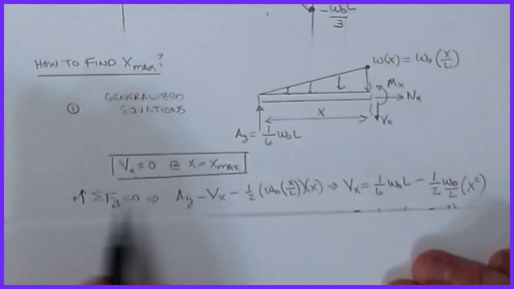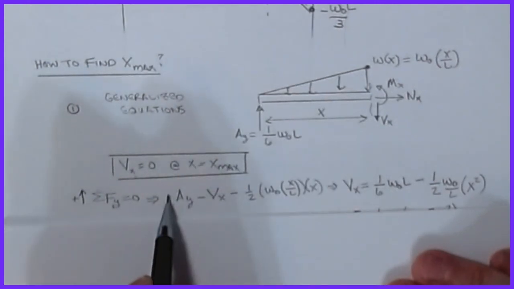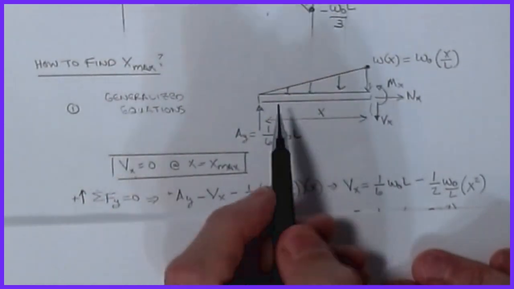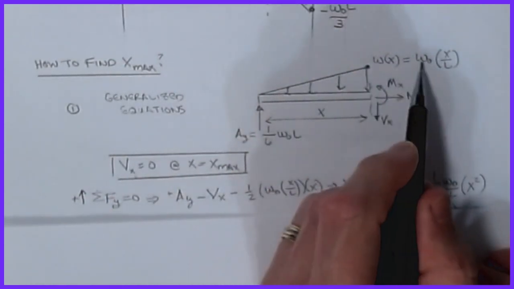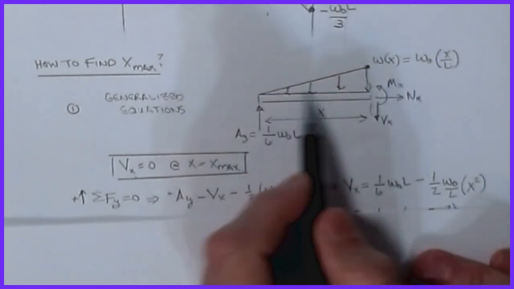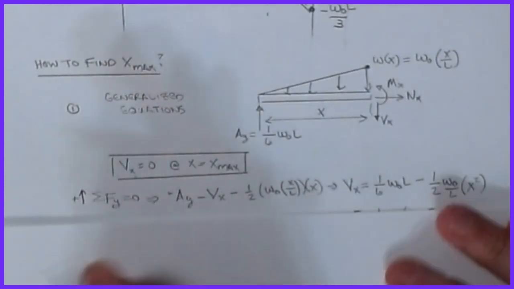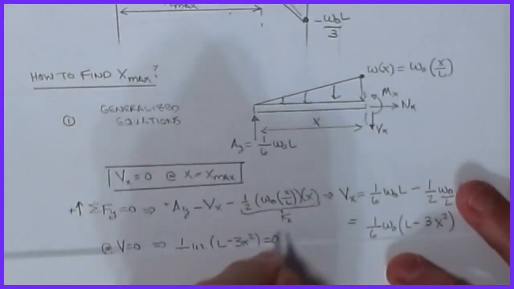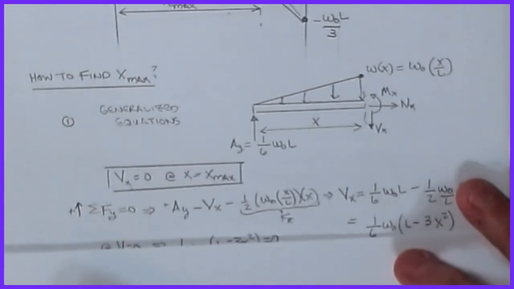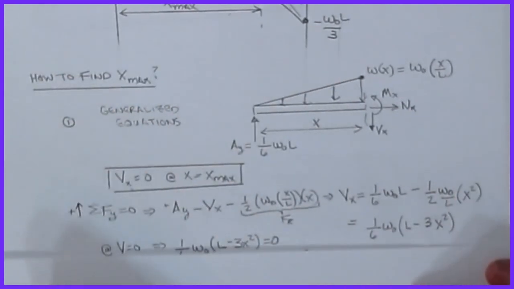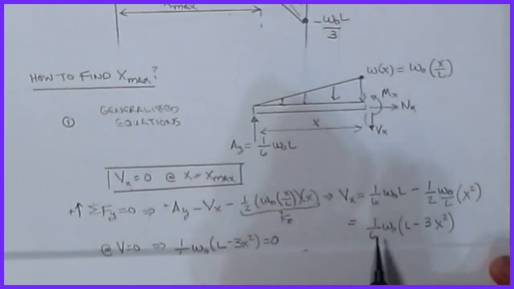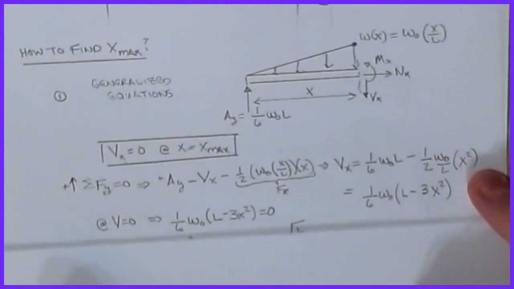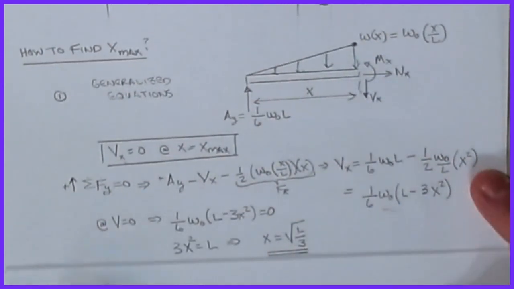My equation coming off of this picture is that Ay is up, so that's positive. My Vx is down, so that's negative, and then I'm going to take the area of this load, which is 1/2 of W naught x over L multiplied by x. That's the area, and that's the resultant of that distributed load, if you will. If I do that and rearrange my algebra, I get an expression that says Vx will end up being 1/6 W naught times (L squared minus 3x squared). That's the equation that we need to be able to work this.